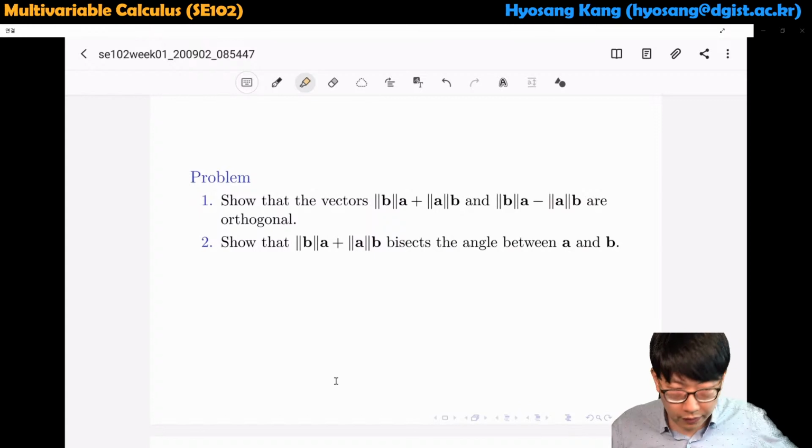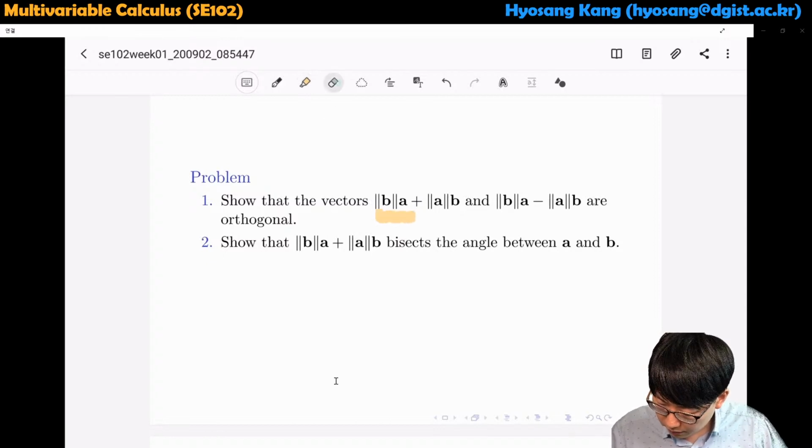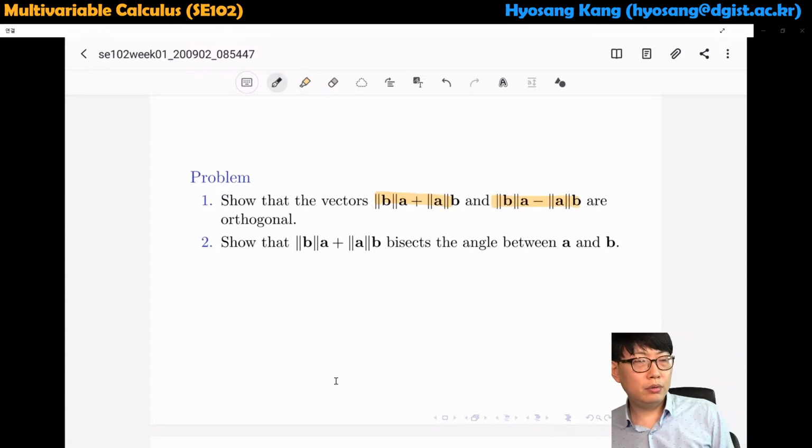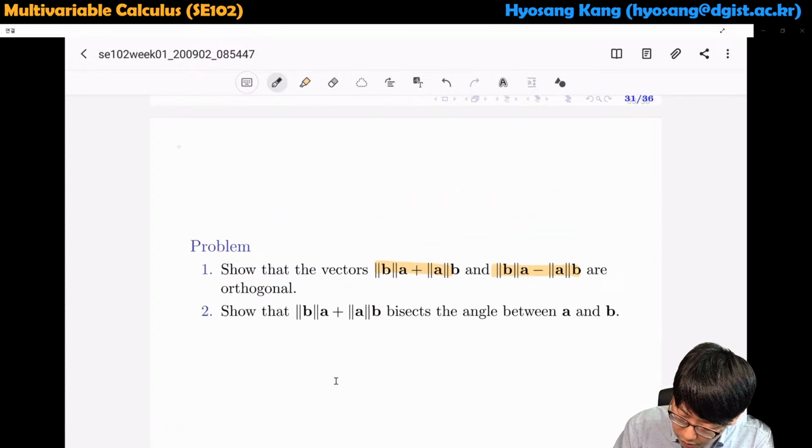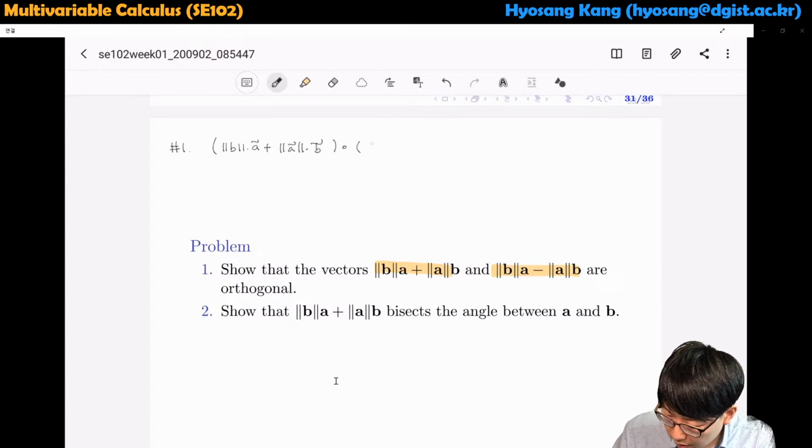Okay, so let's look at the first problem in the first slide. Show that the two vectors, this is one and this is the second, are orthogonal. If you want to show any two vectors are orthogonal, you need to take the dot product, right? So first, let's take the dot product of B A, A B, and B A minus A B.